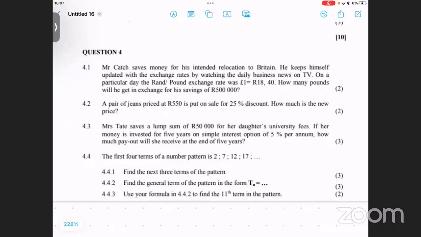Question 4.1 says Mr. Ketch saves money for his intended relocation to Britain. He keeps himself updated with the exchange rates by watching the daily business news on TV. On a particular day, the rand and pound exchange rate was £1 equals 18 rands 40 cents. How many pounds will he get in exchange for his savings of 500,000?